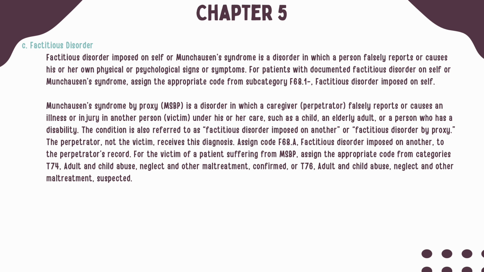This can be a child or an adult, or even an individual with a disability. When the perpetrator, such as the caregiver, receives this diagnosis, you should assign code F68.A to the perpetrator's record. For the victim suffering from Munchausen syndrome by proxy, you should assign the appropriate code from category T74 or T76, depending on whether it is confirmed or suspected based on the documentation.